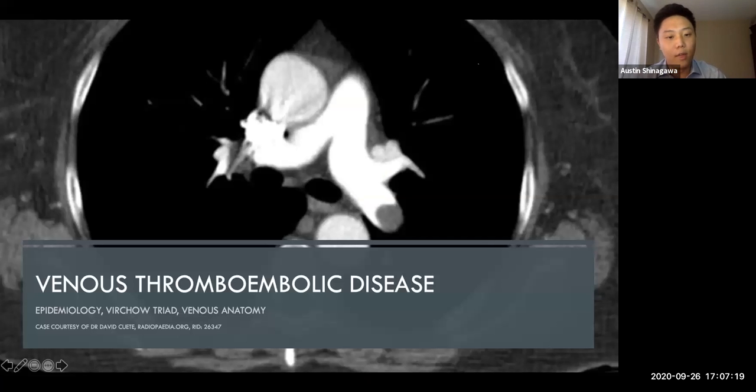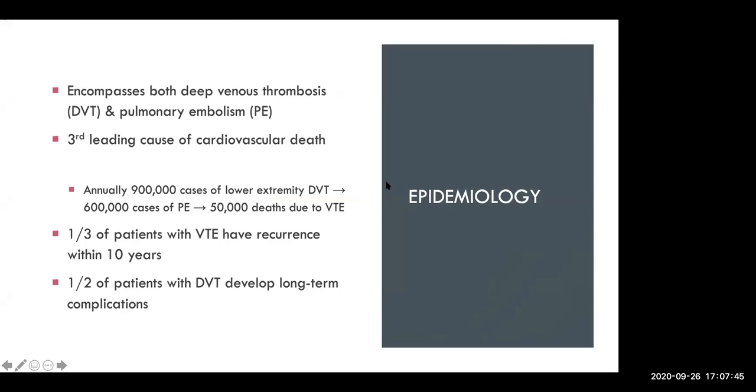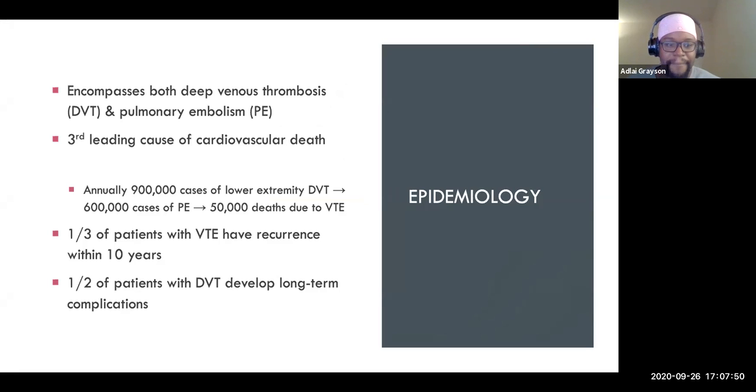So starting off with venous thromboembolic disease, can everyone see the PowerPoint here? And if you can't, there it is right there. So venous thromboembolic disease encompasses both DVT and PE. It's the third leading cause of cardiovascular death. Does anyone know the first two causes? MI? Oh, yeah. Good. Yeah, I think I heard both.